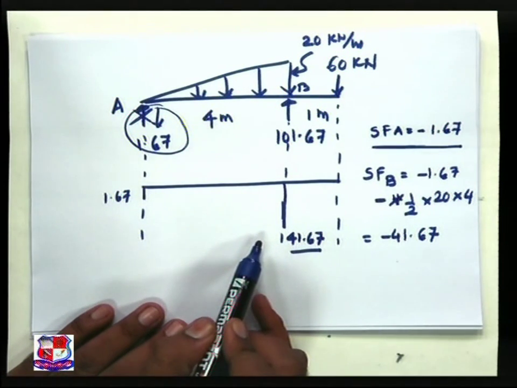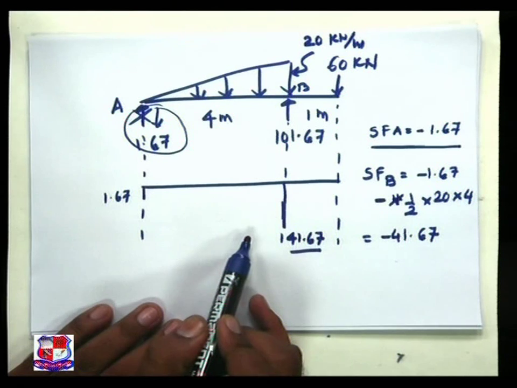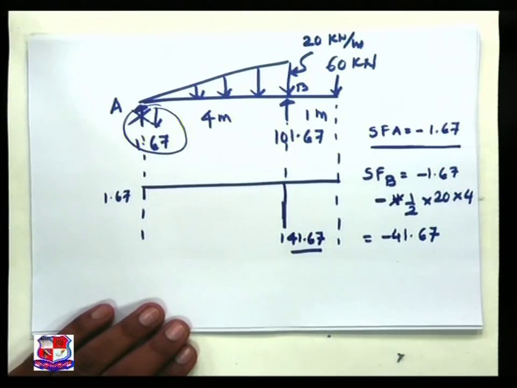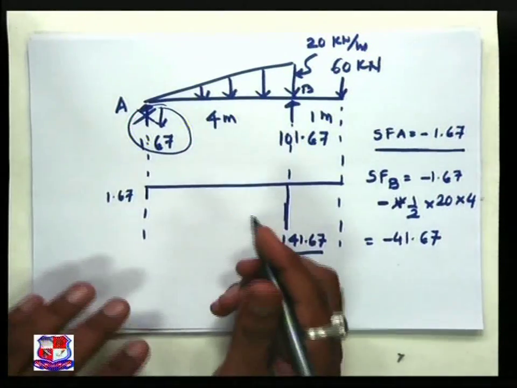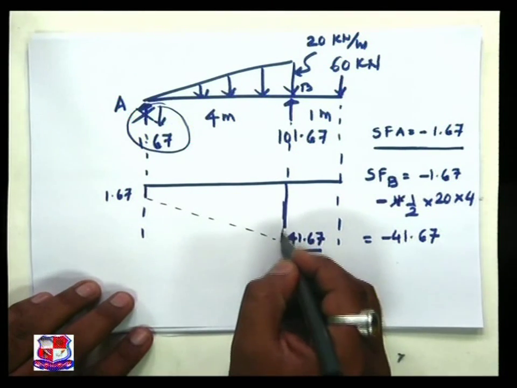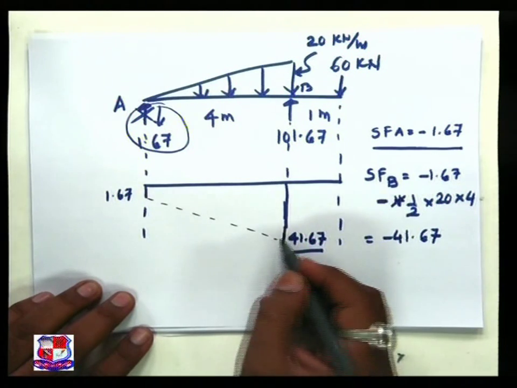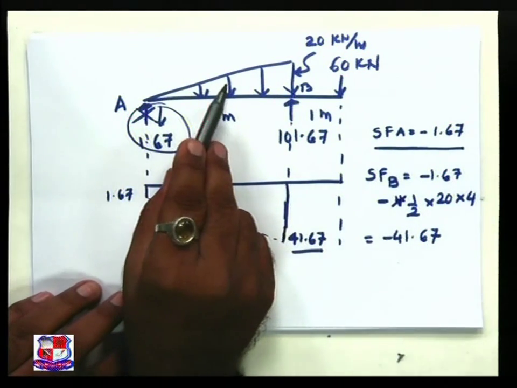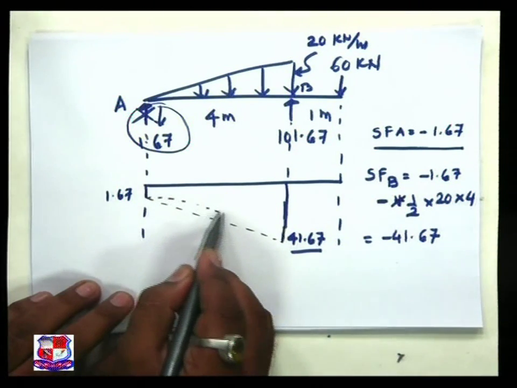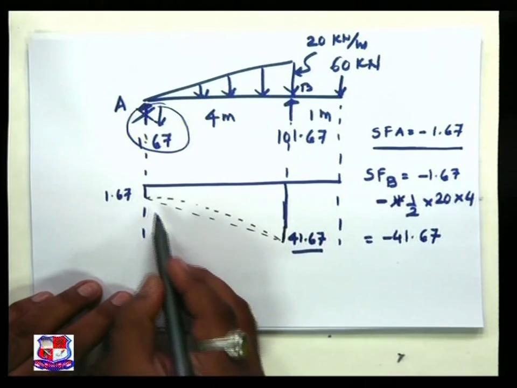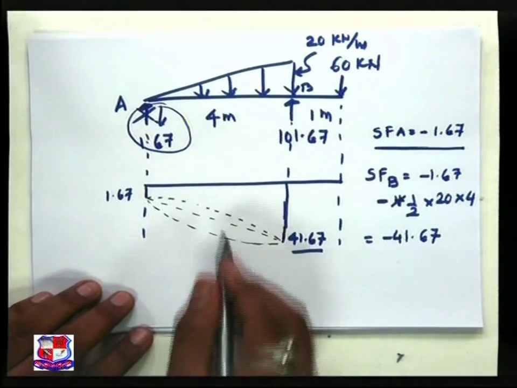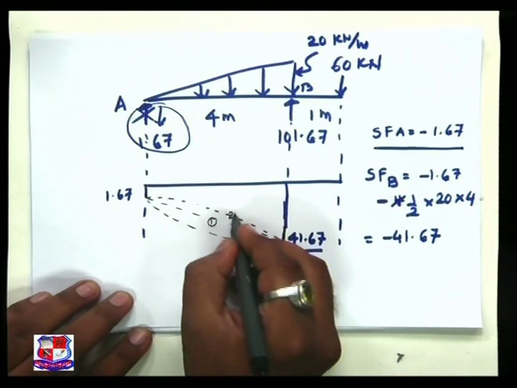How to join these 2 points? Should I join with a parabola? Should I join with a straight line? Which kind of parabola, that we do not know right now. Should I join these 2 points with a straight line? Obviously no, as we know that the given load is a UVL. Should I join by this kind of parabola? Should I join with this kind of parabola? Which parabola do I have to adopt?